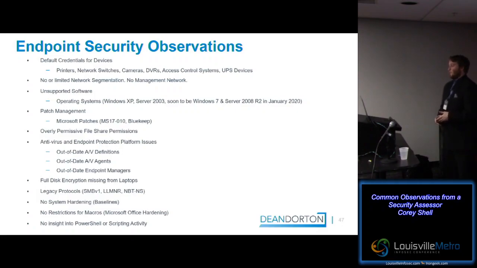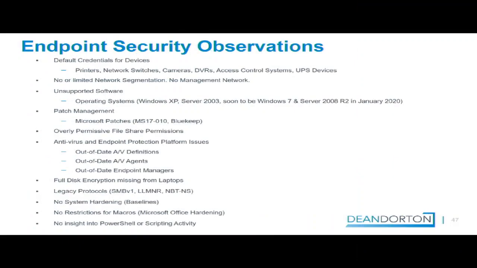We see no or limited network segmentation, no management network. Sometimes it's a flat network. Sometimes they have different subnets for servers or workstations, but there's no ACLs at the network level, or there's no host-based ACLs. So once you gain a foothold on any system in the network, it's pretty easy to move to other systems that are more critical assets.